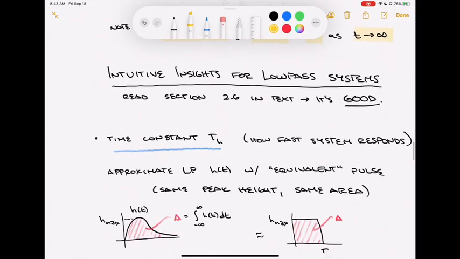All right, intuitive insights for low-pass systems. I'm going to ask you to read section 2.6 in the book. I know many of you are reading as recommended. A few of you might be reading a little less diligently. I think that section 2.6 is just excellent. It probably is going to do a way better job than I do in the lecture here, so just give it a read. It's a really nice section.